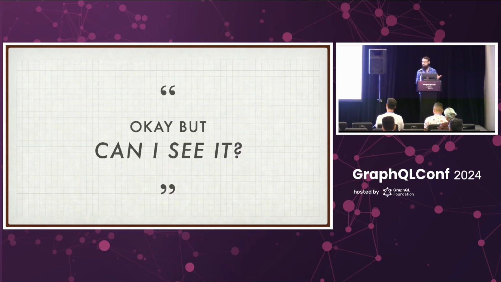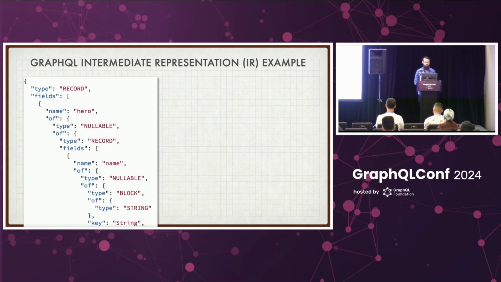I always think it's helpful to look at an example. If you're asking yourself, can I see it? I understand. It's worth noting before we look at one that we don't share any kind of common intermediate representation for GraphQL, even though several libraries use this technique or something like it. So we're just going to look at one from a particular library that I happen to be familiar with.